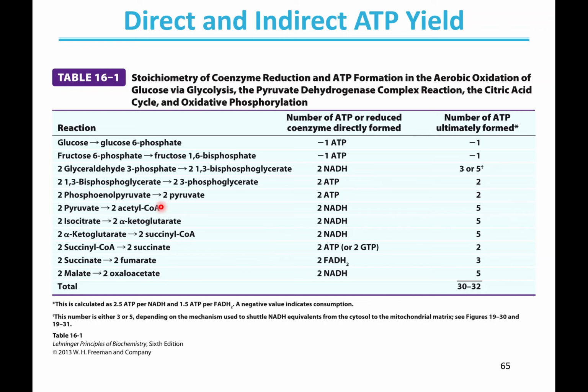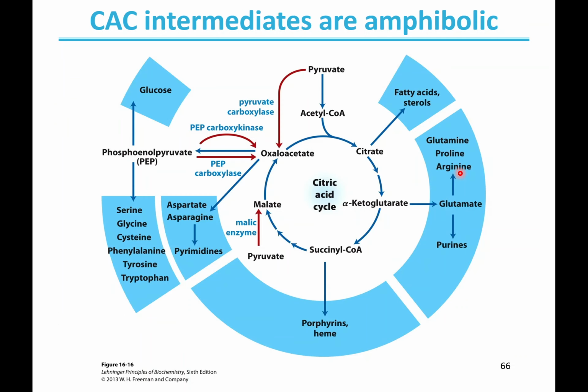glycolysis. Okay, but going through the citric acid cycle, the pyruvate dehydrogenase complex makes 2 NADHs per glucose, which is used to produce 5 ATPs. So that one step makes more ATP than we made in glycolysis almost. Okay. And then the citric acid cycle itself, the NADH produced and the FADH produced make tons more ATP than you get from glycolysis. So you can see that this citric acid cycle is much greater in yielding ATP than glycolysis.